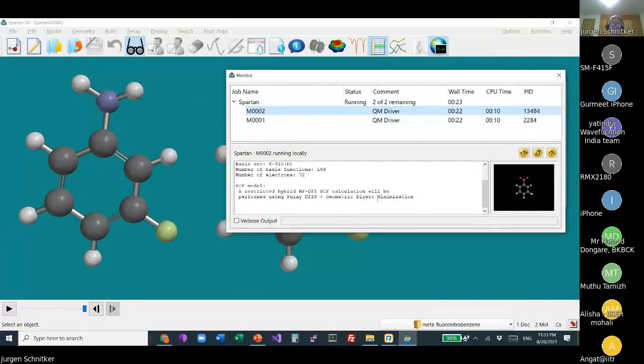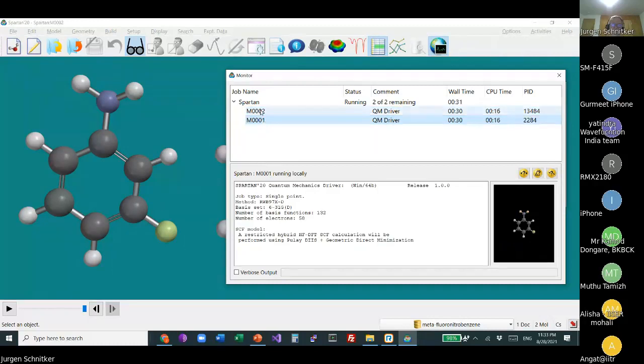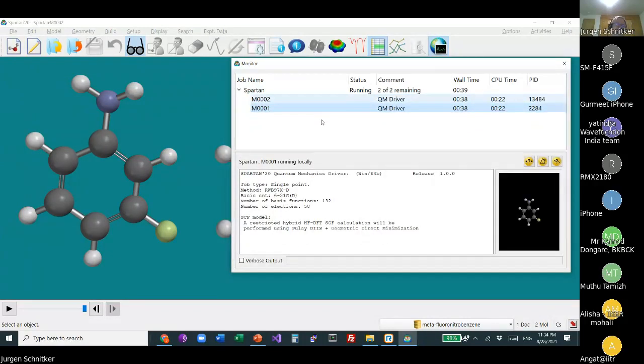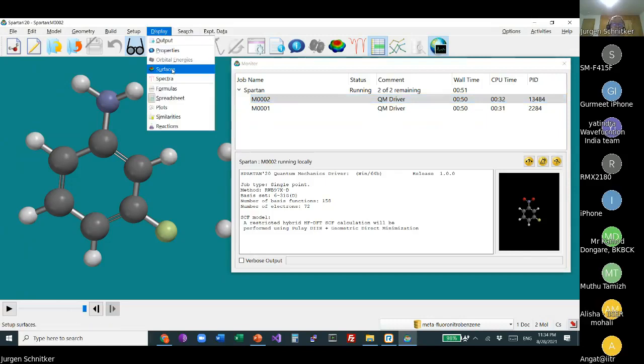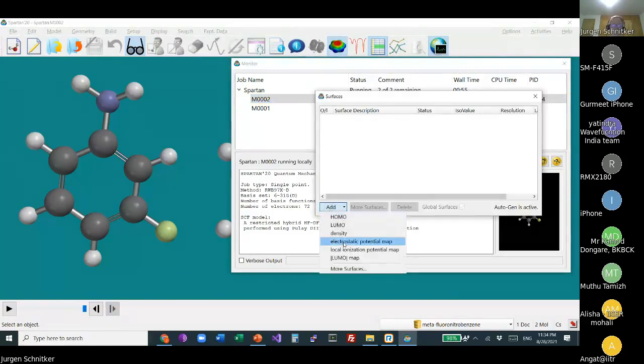So there, you can follow how the DFT calculation is running, and hopefully that should finish in any moment. I put on the extra fluorine, which maybe I shouldn't have done. I hope it finishes soon. In the meantime, I will already request surfaces, namely I will add again the density, and I will add the electrostatic potential map, and I will add the local ionization potential map.